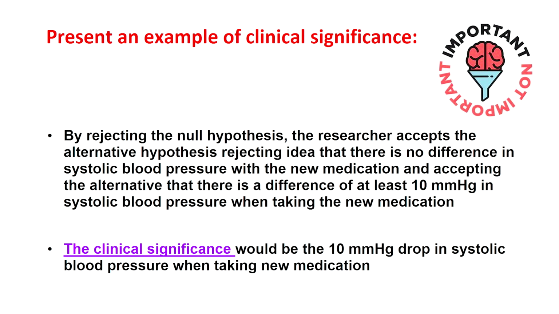And what about an example of the clinical significance? By rejecting the null hypothesis, the researcher accepts the alternative hypothesis, rejecting the idea that there is no difference in systolic blood pressure with the new medication and accepting the alternative that there is a difference, at least 10 millimeters of mercury in systolic blood pressure when taking the new medication. So what is the clinical significance? It would be the 10 millimeters of mercury drop in systolic blood pressure when taking the new medication.